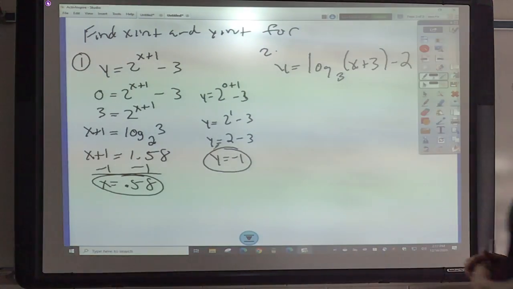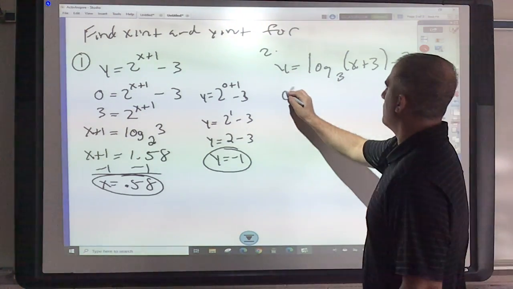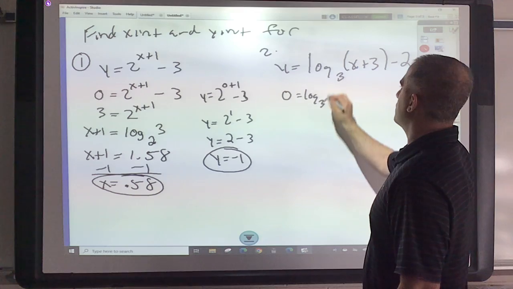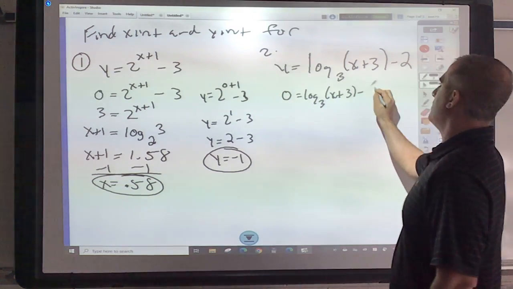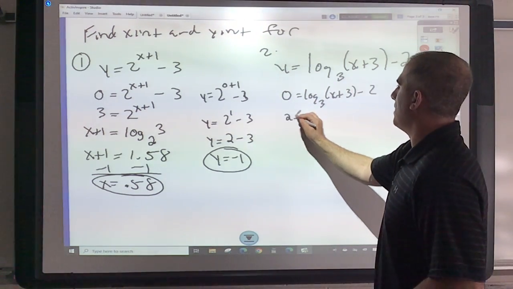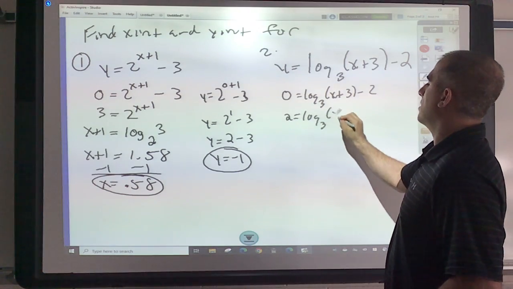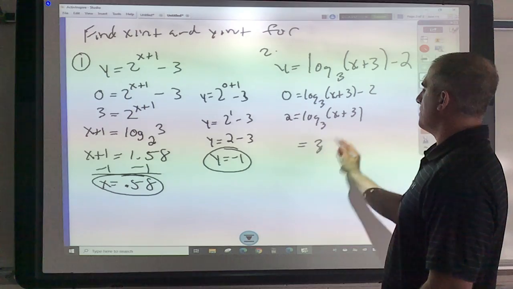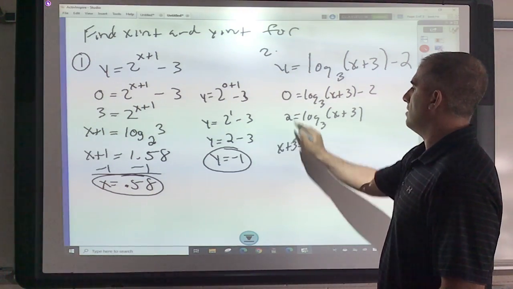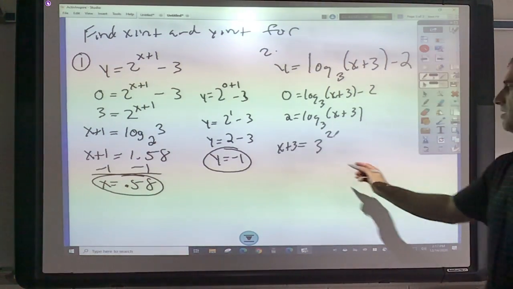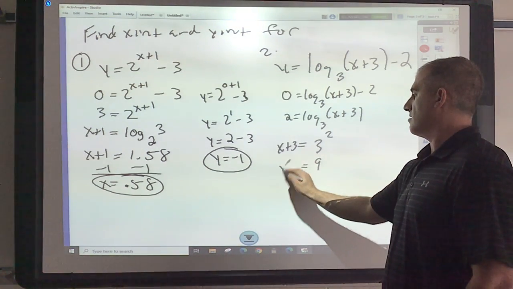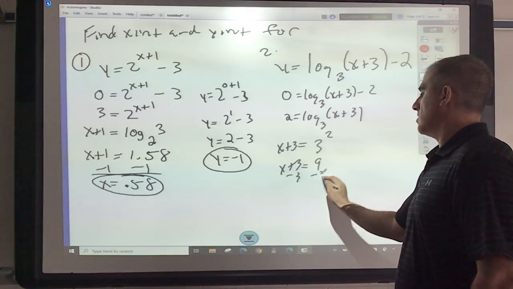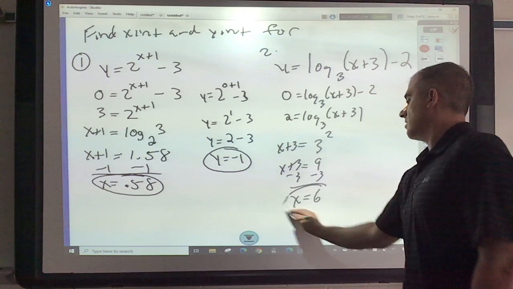All right, let's find the x-intercept with this one. Put 0 here. Log base 3, x plus 3, minus 2. I move the 2 over, it becomes positive 2. Now, the easy solution here is to convert this to an exponential. This would be 3, the x plus 3 moves over, the 2 becomes the exponent there. So 3 squared is 9. So subtract 3. The x-intercept is 6.